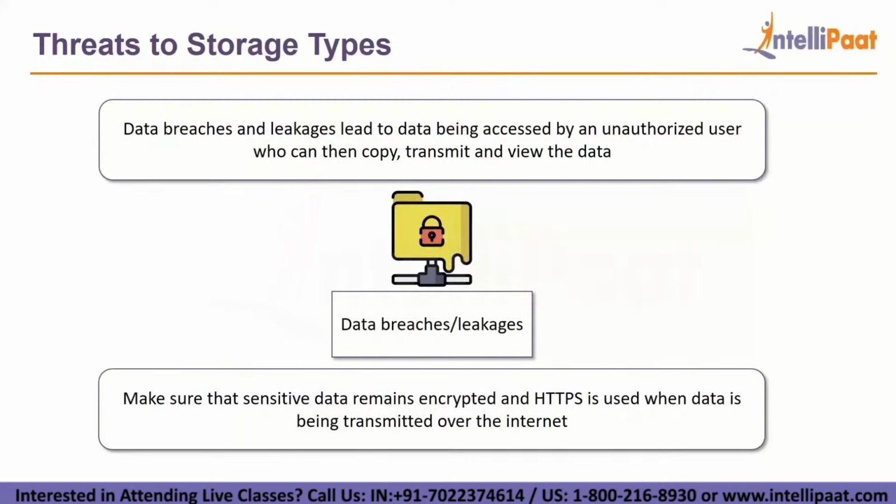Data breaches and leakages are quite common nowadays. Data breach and leakage lead to data being accessed by unauthorized users who can then copy, transmit, and view the data. To give you an example, when some data gets leaked on the internet, a simple Google search will reveal the data to be available and to be used. To prevent this, we need to make sure that sensitive data remains encrypted and HTTPS is used when data is transmitted over the internet. This prevents data leakages mainly because once the connection is secured, the data is encrypted over the network. So even if some person is able to listen to what we are sending back and forth, they are not able to decrypt the data.